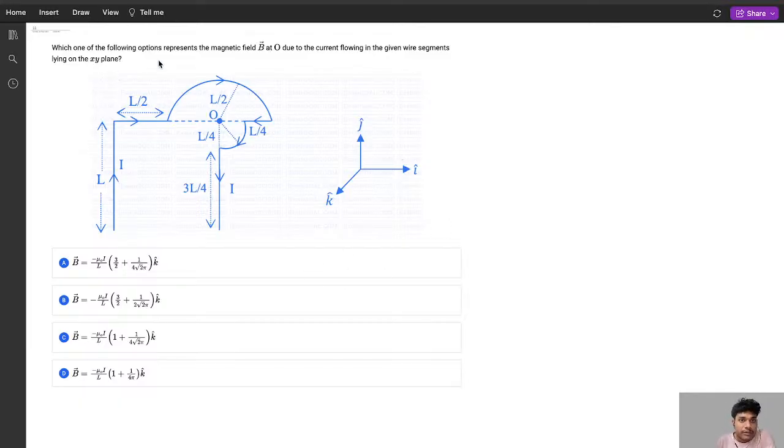So, which one of the following options represents the magnetic field B cap at O due to the current flowing in the given wire segment laying on the XY plane? Okay, so this is our wire connection. Here is a semi-infinite wire, right? Okay, it's not a semi-infinite wire, right? Laying in the XY plane. So first, if I name these points A, B, C, D, E, and suppose I write F here, right?